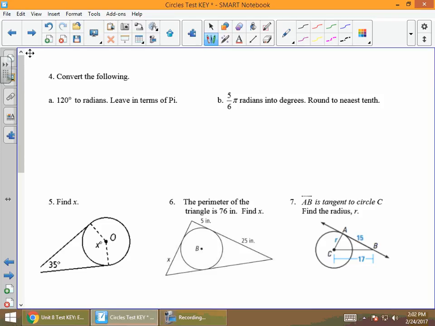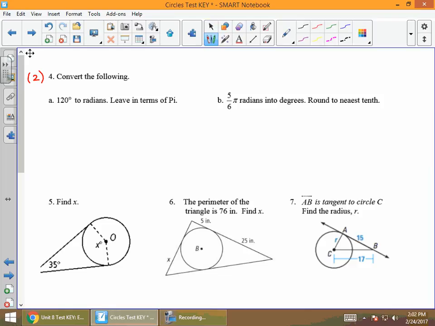Here is page number 2, and I'm going to start out. This page is worth 13 points total. Question number 4 has 2 parts. Each part's worth a point, so it's 2 total points. And let's go ahead and look at part A.